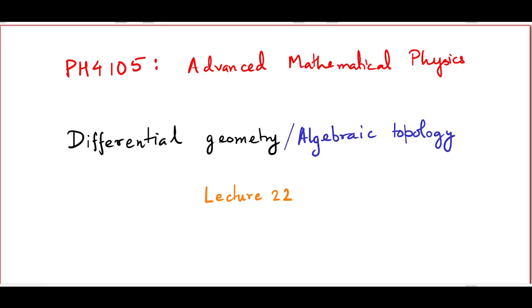Welcome to lecture number 22 of PH 4105 Advanced Mathematical Physics. We are studying differential geometry, and in the previous lectures we have met a kind of entity which is of great importance: covariant tensors and covariant tensor fields.